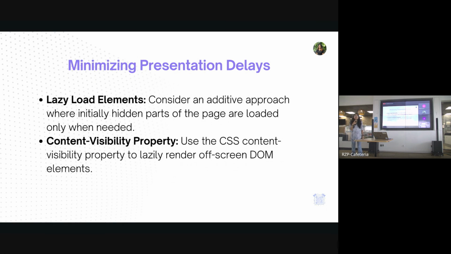Also, you might have seen images and other elements which you might not require in your first render, right? So in the first place, why render them? You can lazy load elements which you don't require for your first page load. And next you have the content-visibility property, which does a similar thing, lazy loading your elements. So that is one thing that you can do.